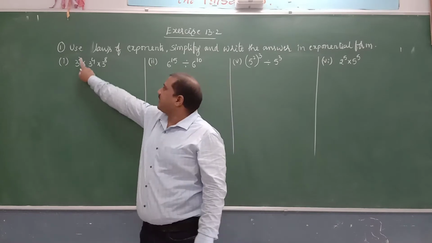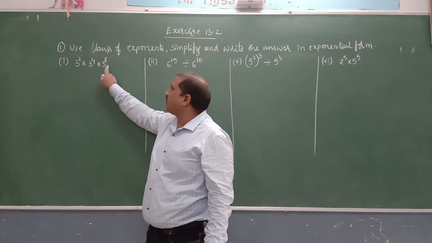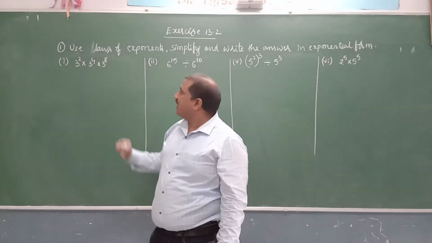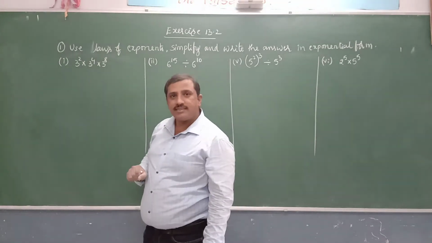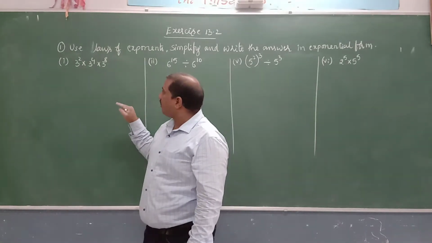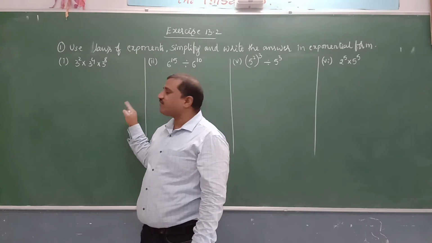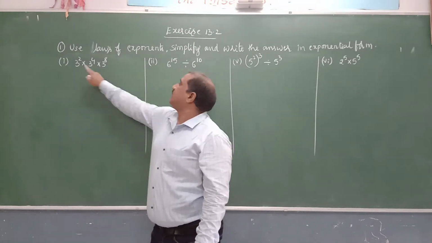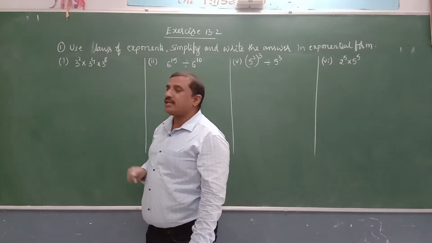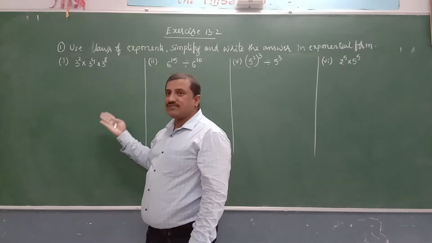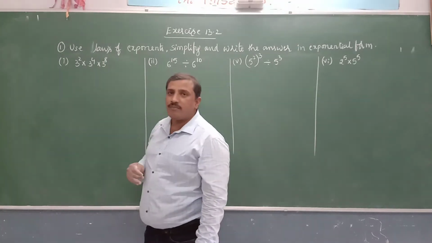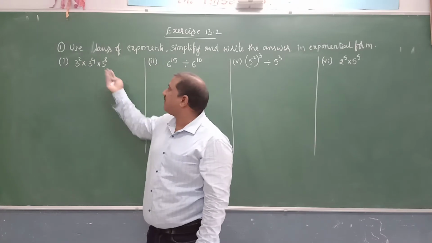This is 3 square into 3 to the power of 4 into 3 to the power of 8. What is the base here? 3. For all of these, is the base same or different? Yes, it is the same. 3 is the base. What about the powers or exponents? They are different. Which law can we apply to simplify this?